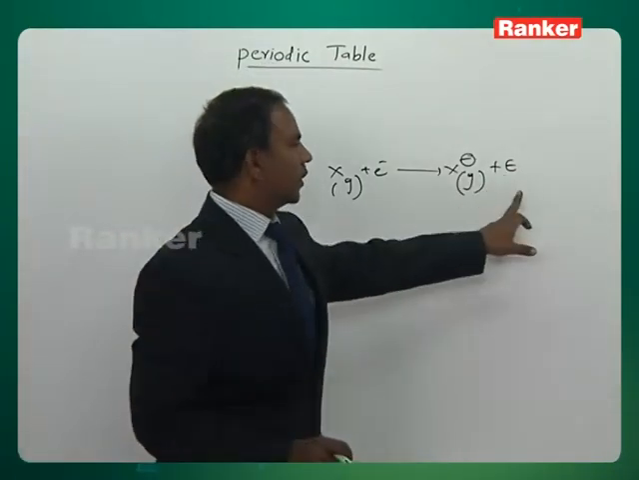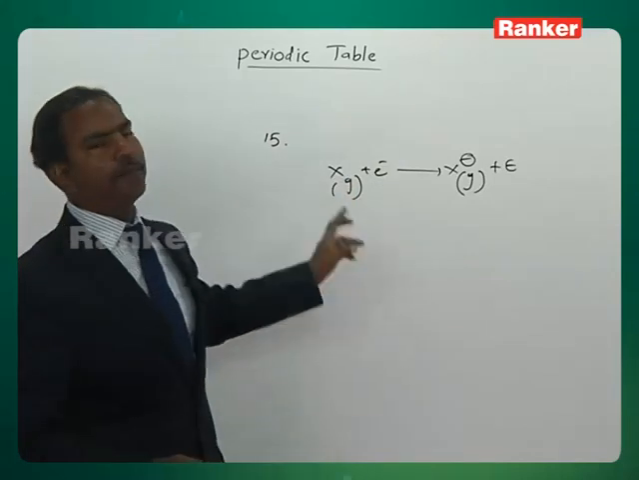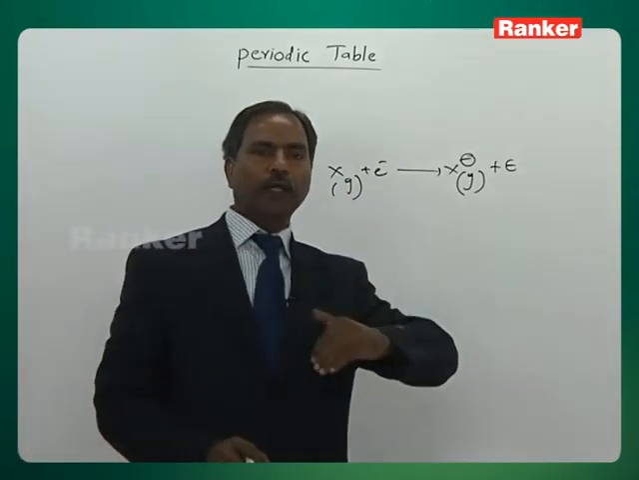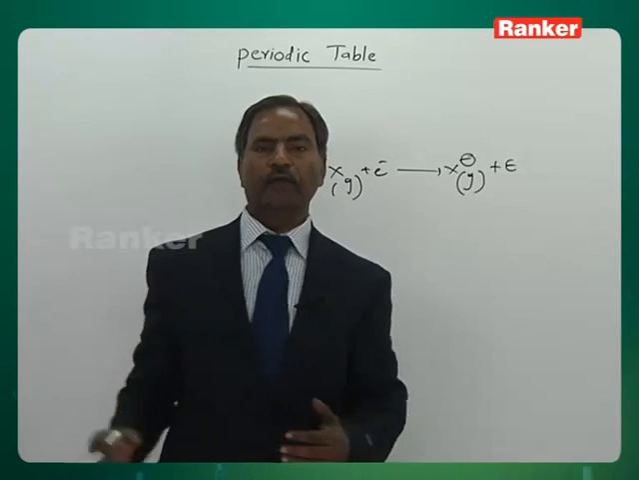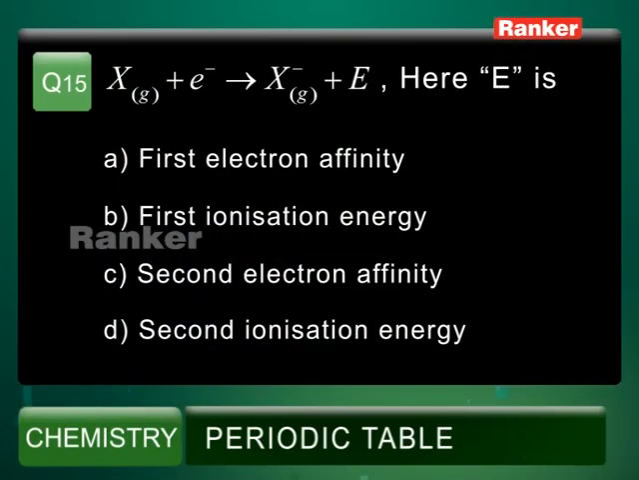Whenever an electron is added to the outermost orbit of a neutral gaseous atom, the energy liberated we call it what? Electron affinity. Therefore, A, first electron affinity, B, first ionization energy, C, second electron affinity, D, second ionization energy.